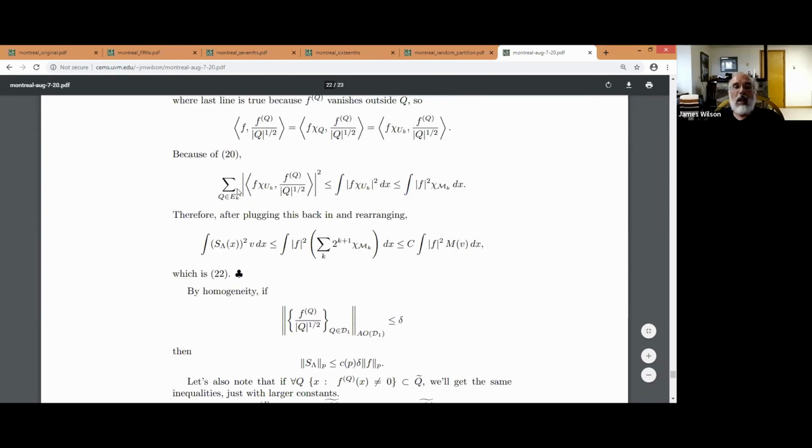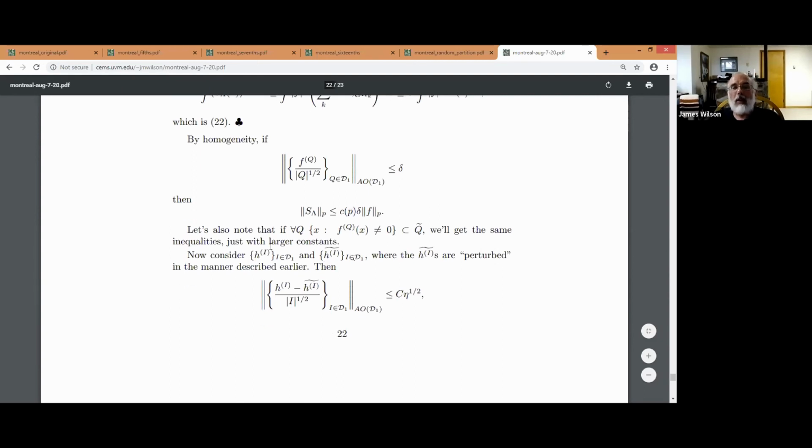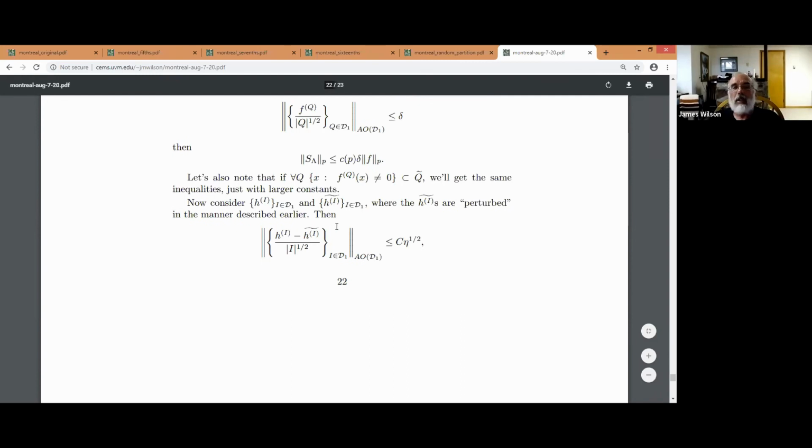Okay. So now by homogeneity, if the almost orthogonal norm had been less than or equal to delta, you would have got a delta. So now suppose you've got Haar functions here, Haar functions here, or the perturbed guys. And these are the plus or minus 1 ones, not the ones I screwed up on. Suppose that they are perturbed in the way I described earlier, then their almost orthogonal size is bounded by eta to the 1/2.